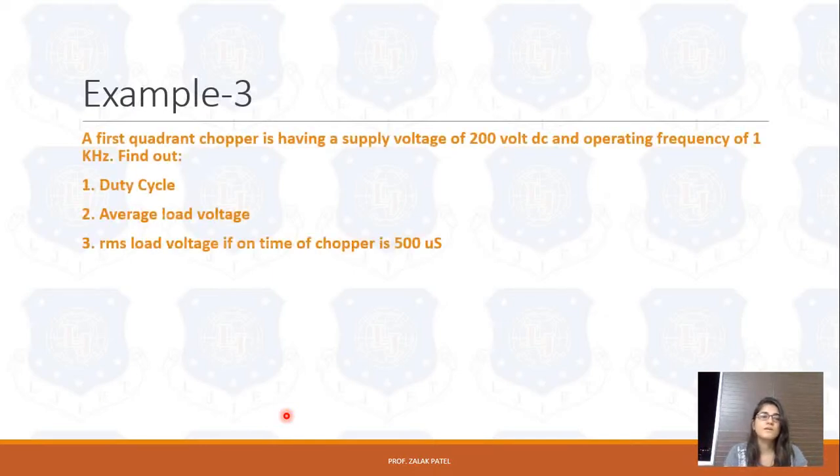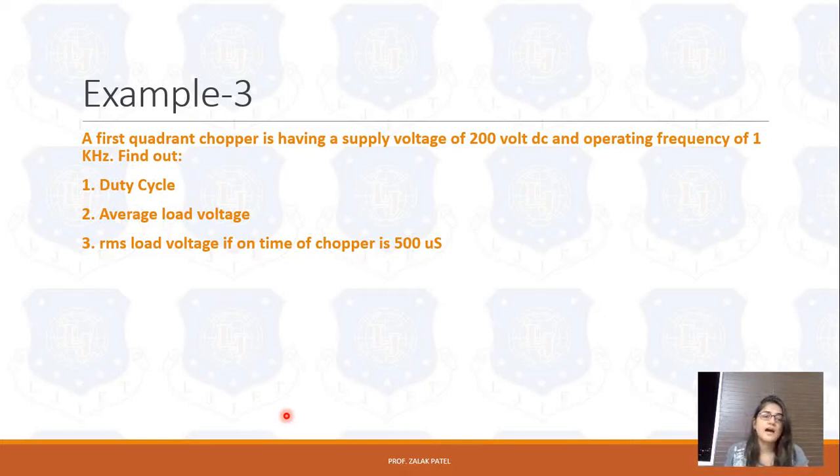So this is example number 2. Now let's take another example. This is the problem statement: a first quadrant chopper has a supply voltage of 200 volt DC and an operating frequency of 1 kHz. Find out the duty cycle, average load voltage, and RMS load voltage if the on time of the chopper is 500 microsecond.